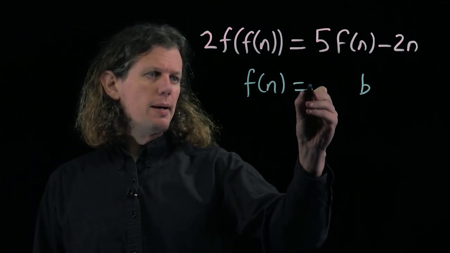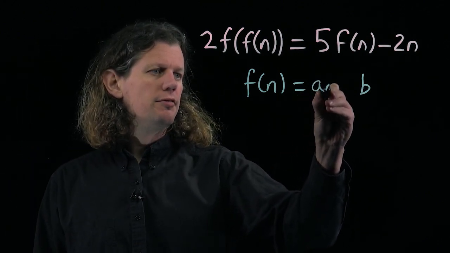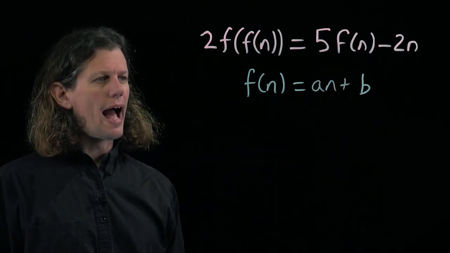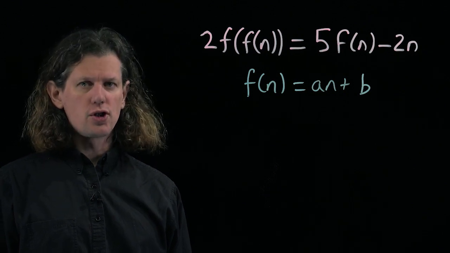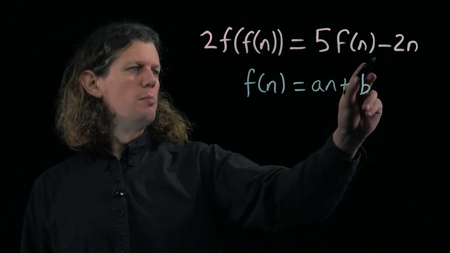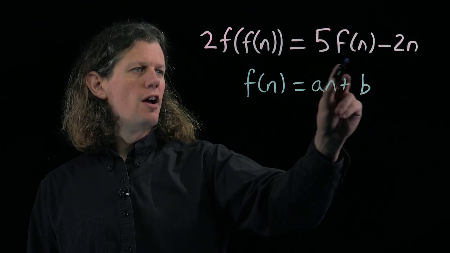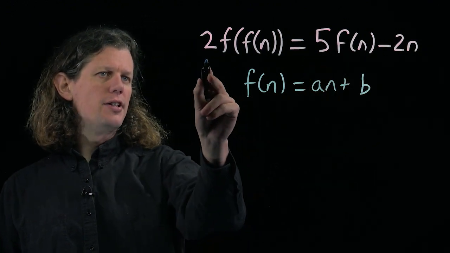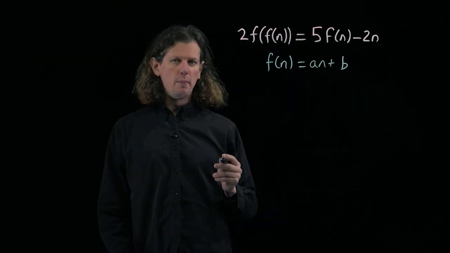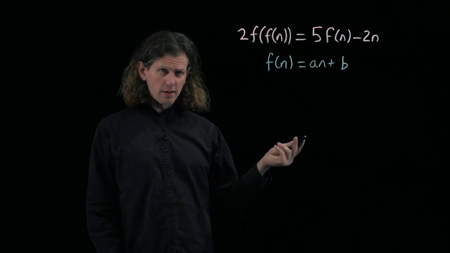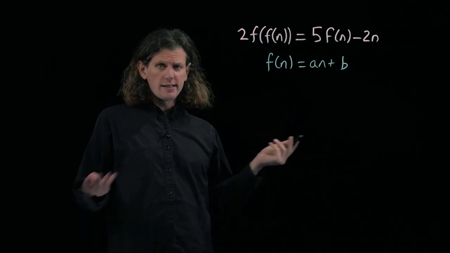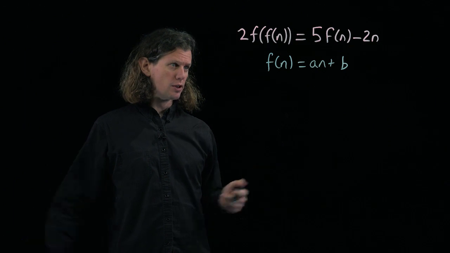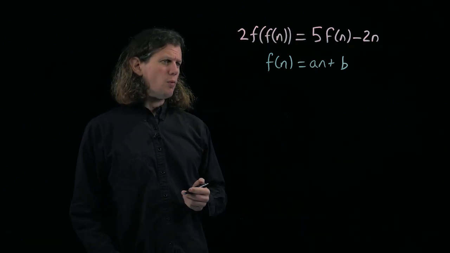A better idea, perhaps, is to try looking for a linear function. If we try something of the form an plus b, we've got a better chance of working. That's because minus 2n will be linear in n, 5f of n will be linear in n, and this term 2f of n will be a linear function substituted into a linear function, so that will still be linear. So at least it's got a chance of being a solution. Let's see if we can find one.